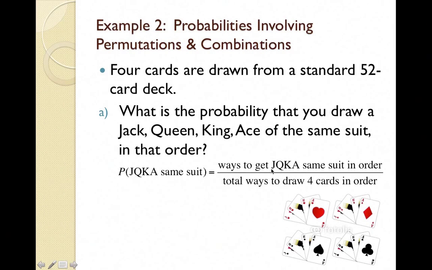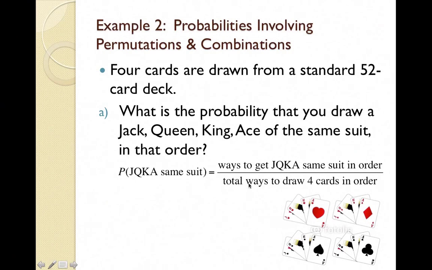Okay. Well, let's think about our jack, queen, king, ace here. How many different ways can I draw a jack, queen, king, ace, same suit in order? Well, you're looking at it right here. There's only 4 ways that can happen. If I have to be in order, then it only is going to happen once for each suit. So my top number is just going to be 4.